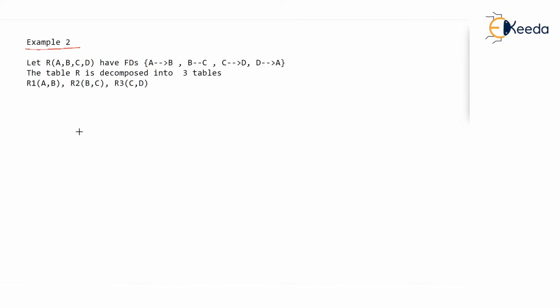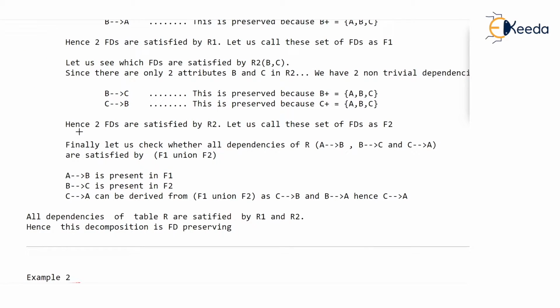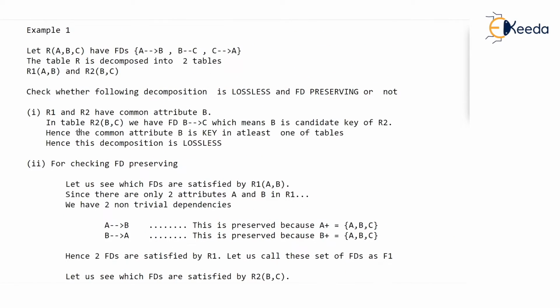In the previous video, we saw one example for the same problem in detail. We were given a table, it was decomposed in R1 and R2, and we were asked to find out whether this decomposition is lossless or FD preserving.